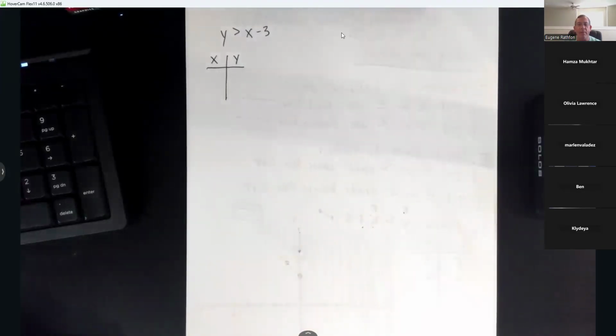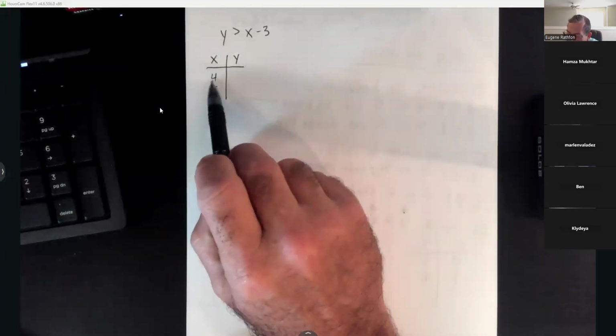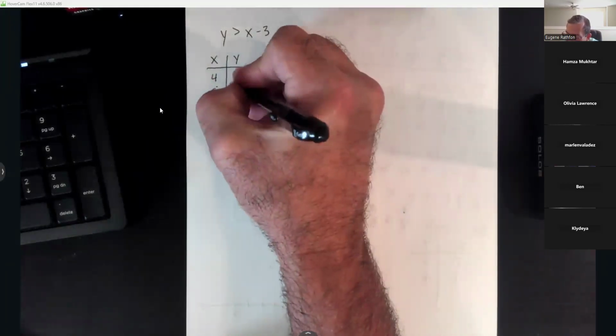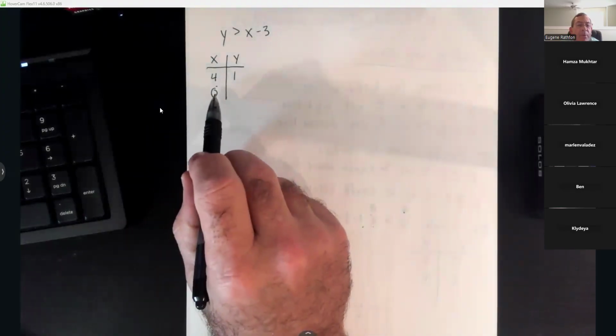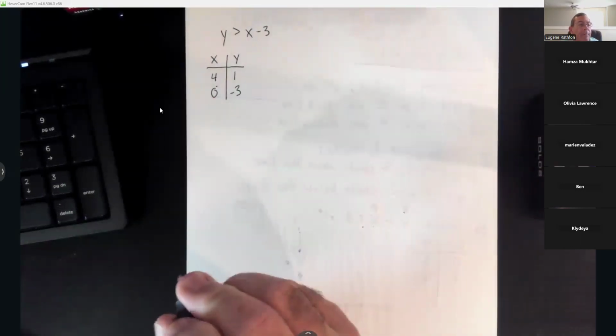All right, let me bring my chat up. The first thing you got to decide on is 2 x values you want to put in here. So give me 2 x values that I can use on this. I got a 4 and then 0, 3. So I'll use the 4 and then I'll use my 0. If I put a 4 in here, 4 minus 3 is 1, so that'll give me a y value of 1. If I put a 0 in there, 0 minus 3 is a negative 3.